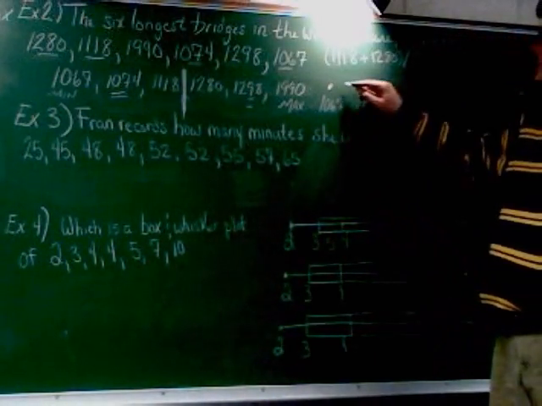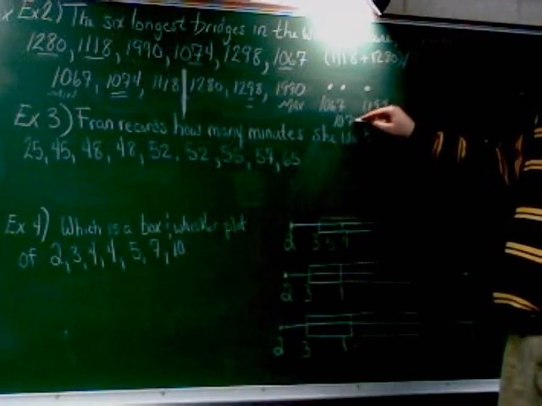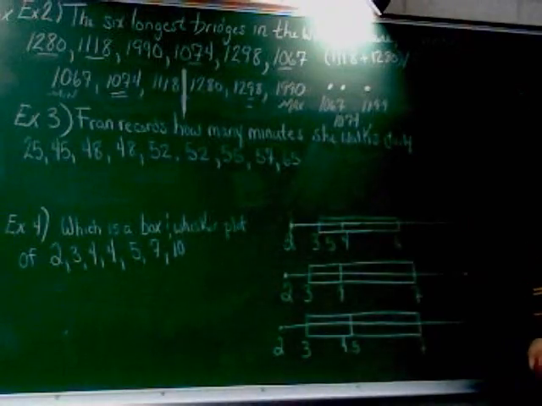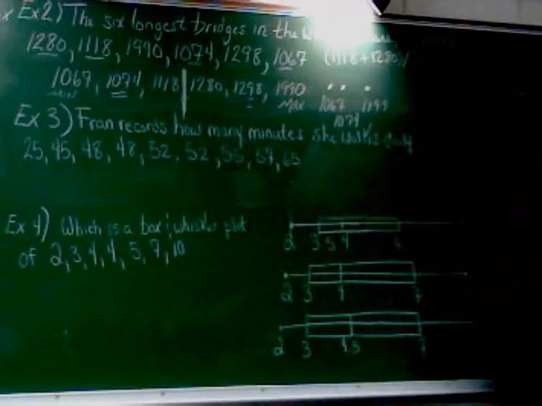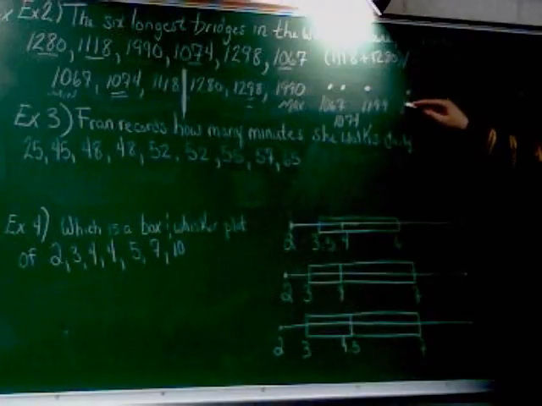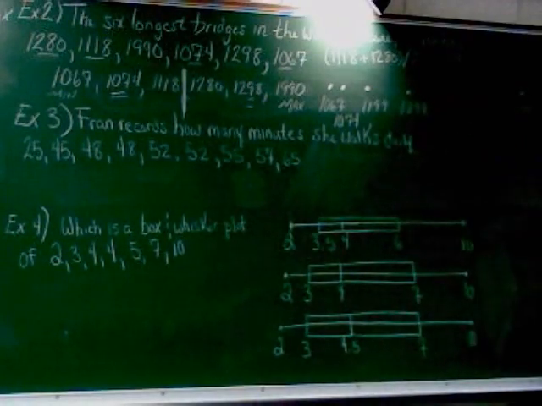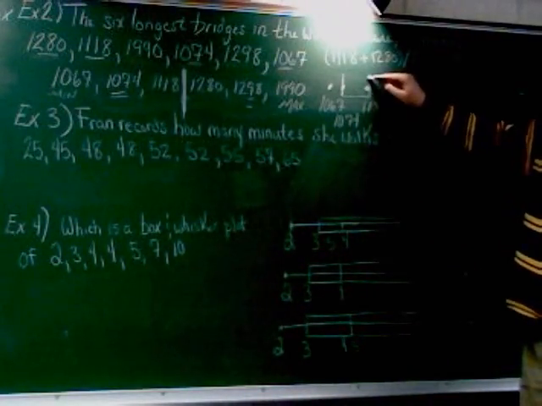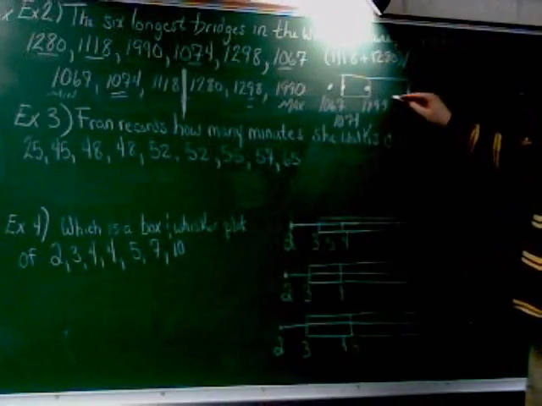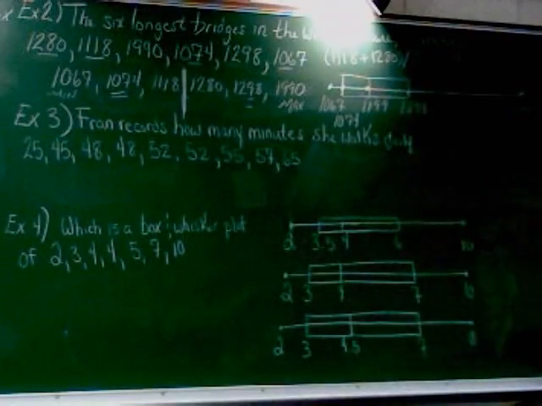Now 1074 is going to be real close to 1067. As far as 1298 goes, a little bit further away than 1067 and 1074, so we'll say that's maybe right there. And to finish, I have to box in the 3 medians. And there you go.